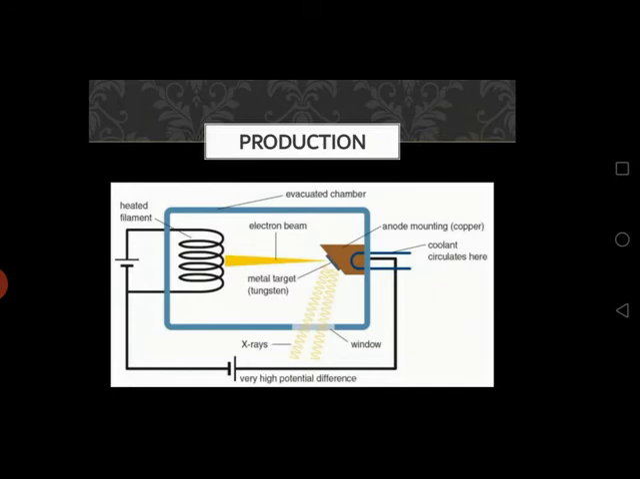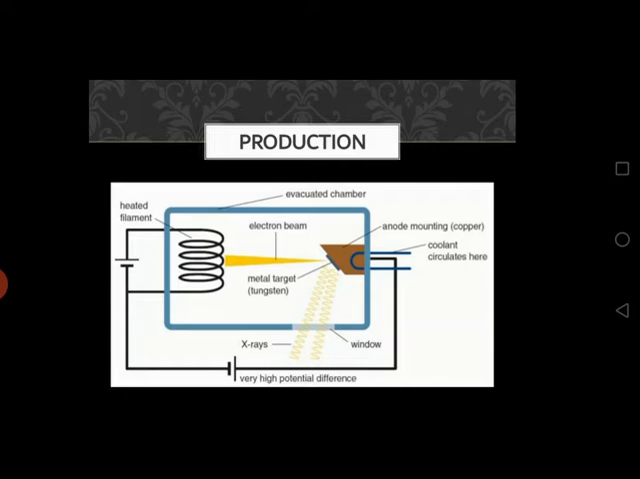You can see the figure. In the figure, you can see the filament, which is one of the main parts in X-ray production. The filament is connected with a high potential difference, and it is used to produce a high energetic electron beam. These electrons will strike the target, and here the target is tungsten material. When high speed electrons strike the tungsten material, it emits radiation, and this radiation is called X-rays.